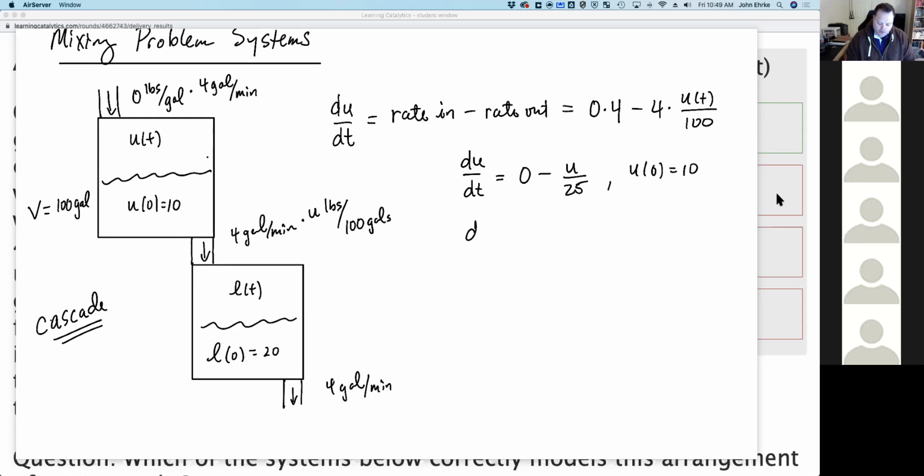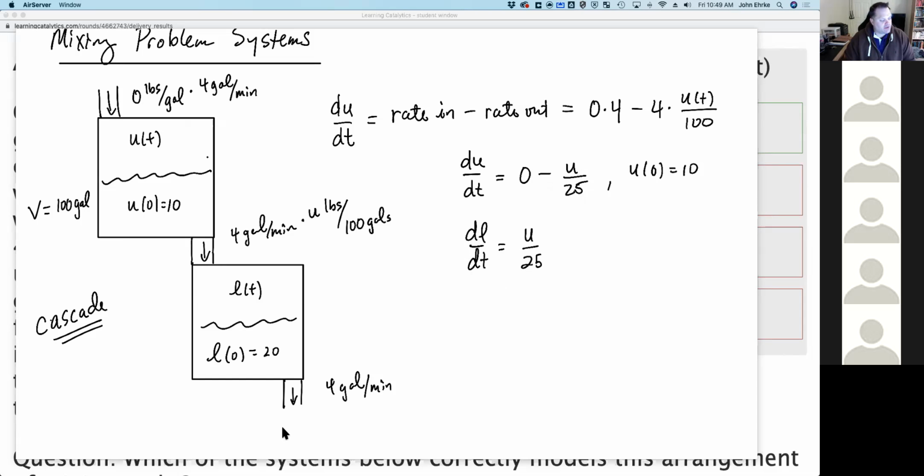And then if you look, the equation for the lower tank would be, okay, what is coming in to the lower tank? Well, I think we can agree that what is coming into the lower tank is precisely what's leaving the upper tank. So if negative U over 25 is the term that is the rate out of that tank, then that should be the rate into the lower tank. So it should be plus U over 25. So positive rate in to the lower tank.